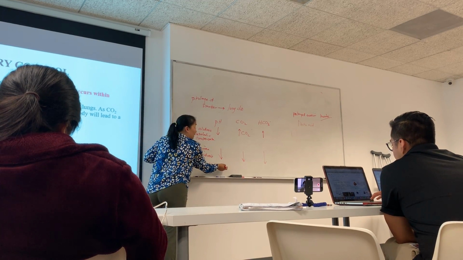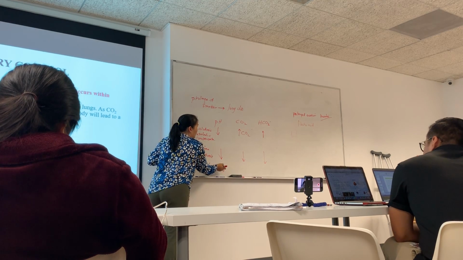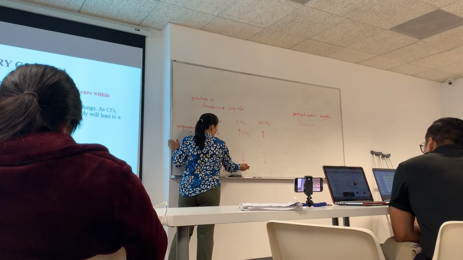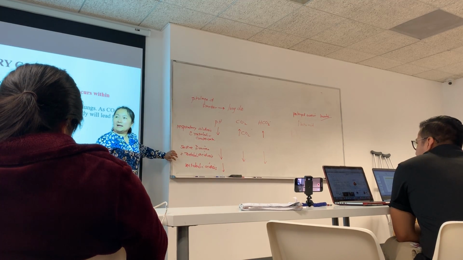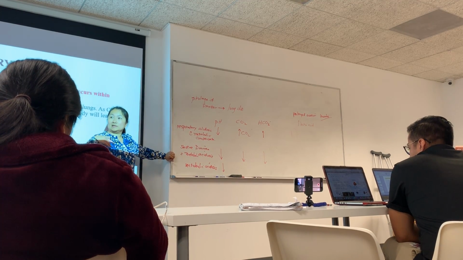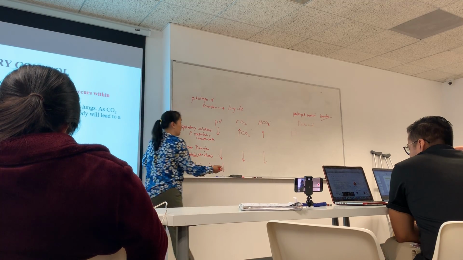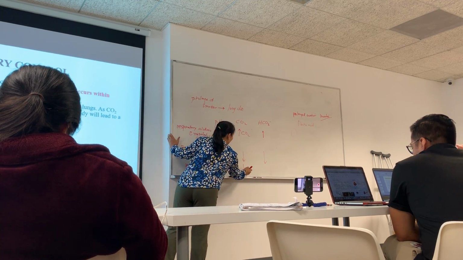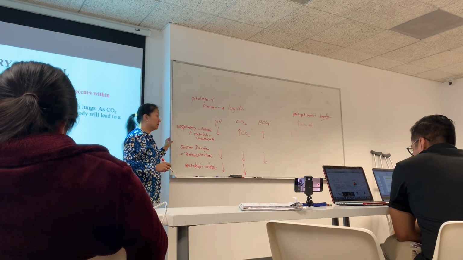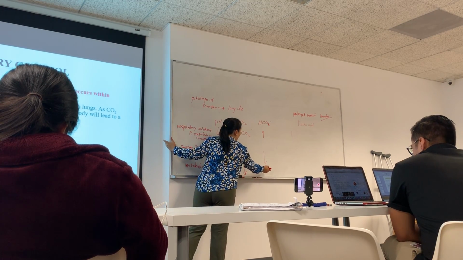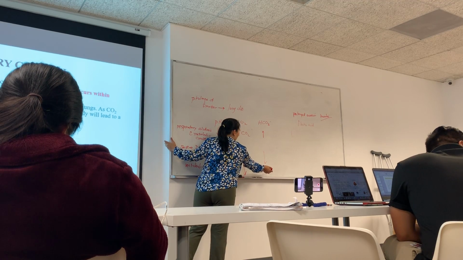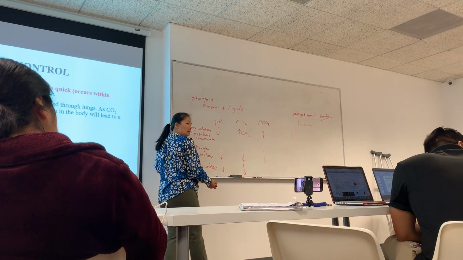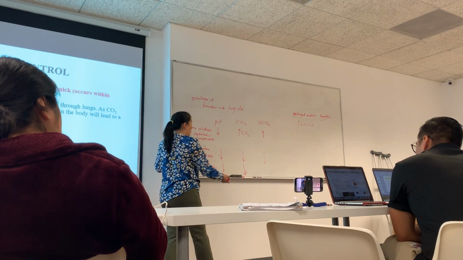So pH would be down. If it's metabolic acidosis, that means the respiratory system will compensate. So CO2 is low, because you're trying to breathe faster to blow out the CO2. Bicarb would be low, because it's metabolic acidosis and it's not functioning, the bicarbs are low.